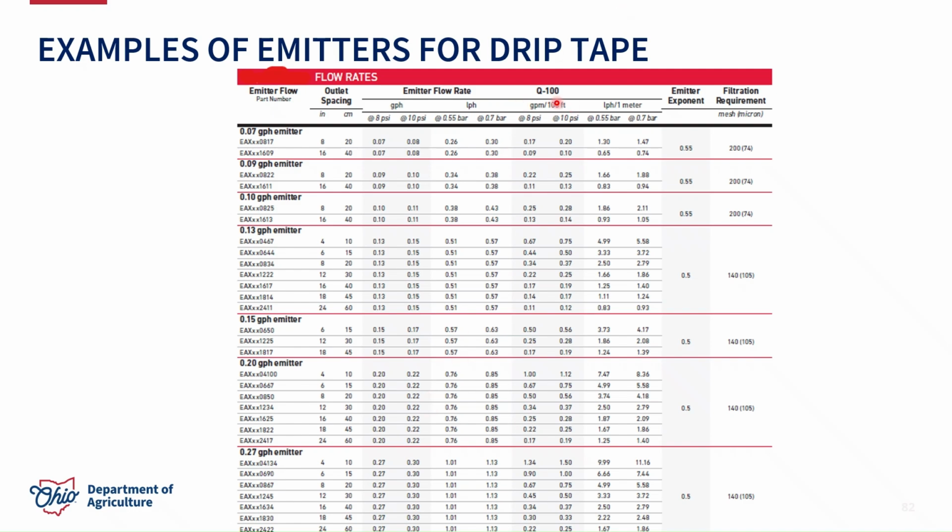But then along the tape, the drip tape has a flow rate of 0.37 gallons per minute for every 100 feet of tape, right? So if there was 200 feet of tape, it would be twice as much. It would be 0.74 gallons per minute being put out by the tape. The emitter exponent is used in part of the design, and there's some additional information here of what filtration requirement is needed. So when we're sizing and speccing our filter, all this should be taken into account in our design and in our drafting.